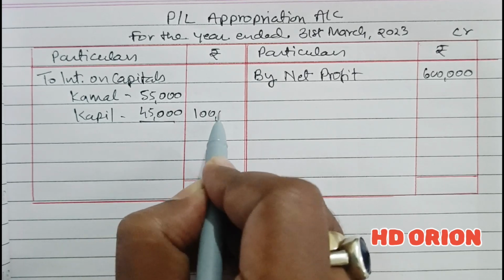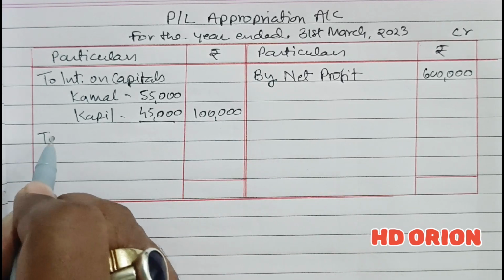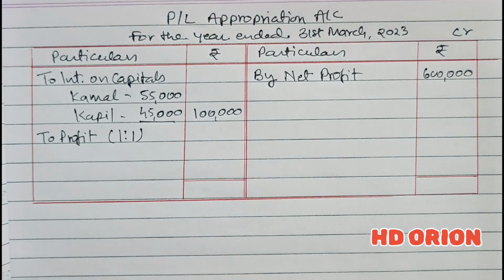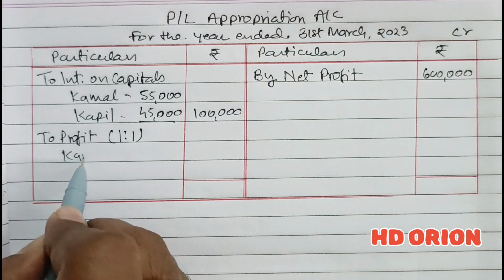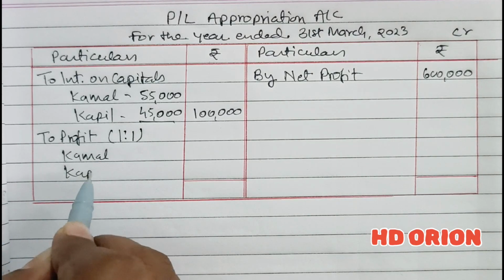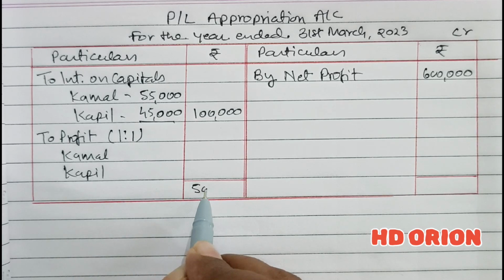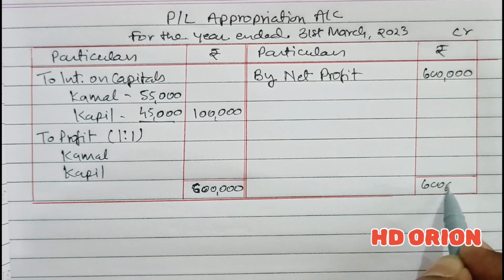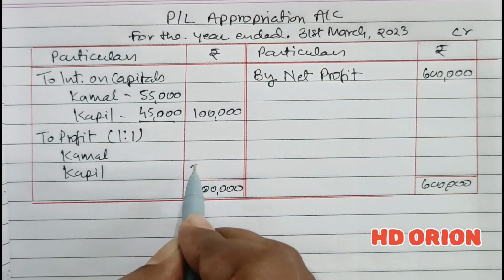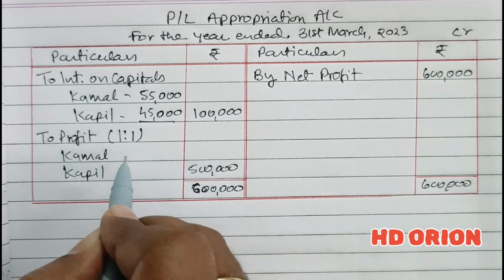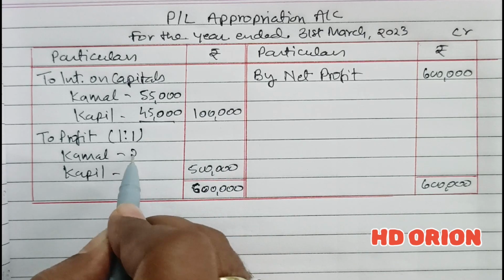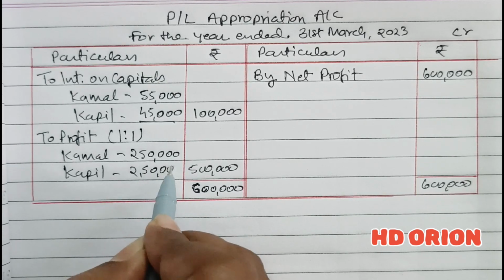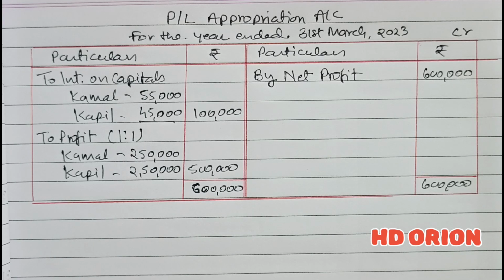So out of 6 lakh, 1 lakh is paid in the form of interest on capital, and the final divisible profit will be given to the partners in profit sharing ratio. So it is 6 lakh rupees in total. 6 lakh minus 1 lakh is 5 lakh, which is given to the partners in their profit sharing ratio, which is 1:1. So this is the solution.